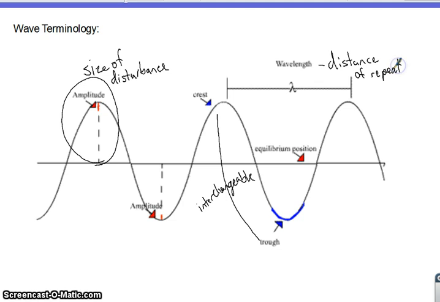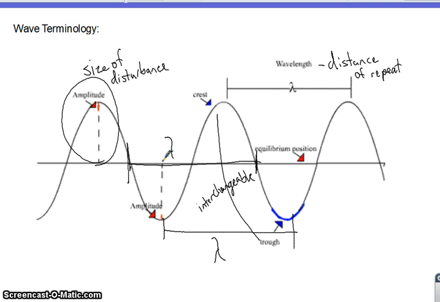And I don't have to measure wavelength in just one place. I can measure wavelength in lots of places. So I can measure it from crest to crest, as is done on this picture. I could also measure wavelength from trough to trough. Now, physicists symbolize wavelength with a lambda. I could also measure wavelength from where it leaves equilibrium heading down to where it leaves equilibrium heading down, and that could also be the wavelength.